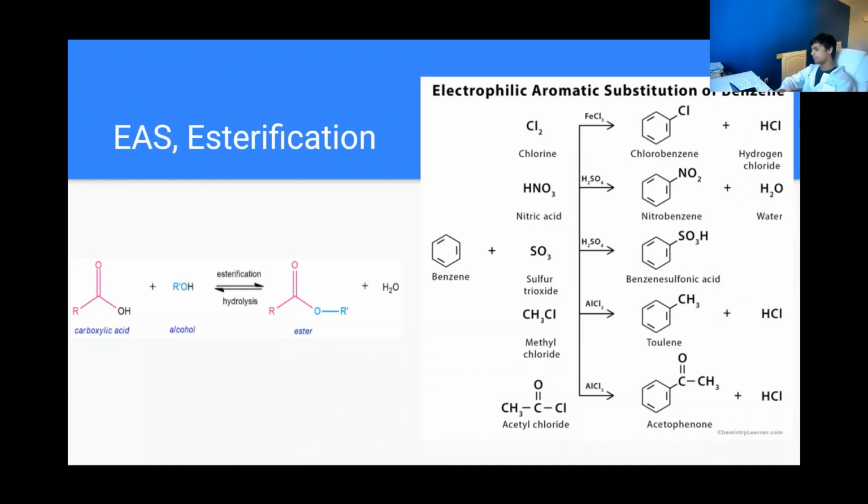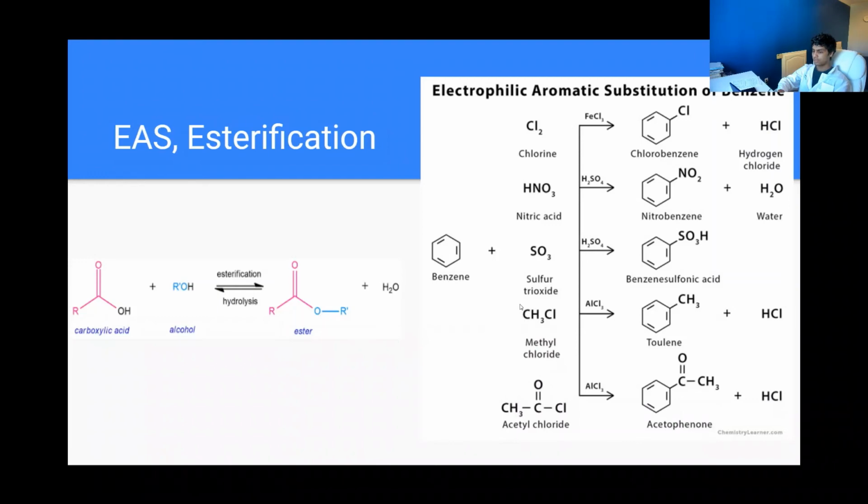And electrophilic aromatic substitution of benzene, you have chlorine with FeCl3 will form chlorobenzene with HCl. Nitric acid with H2SO4. That in water. Don't forget these guys. Sulfur trioxide plus that will give you this. Methyl chloride will give you this, and acetyl chloride will give you this. So these two, this one is Friedel-Crafts. I forgot. This is acylation, and this is Friedel-Crafts alkylation.